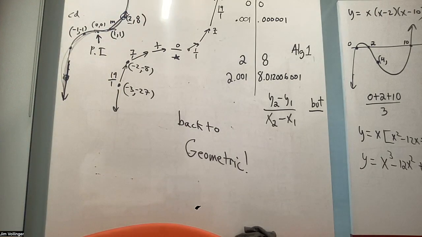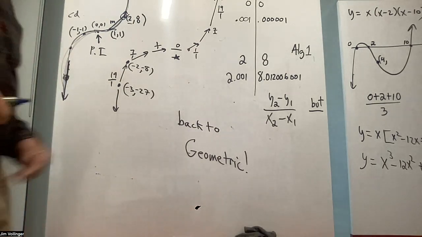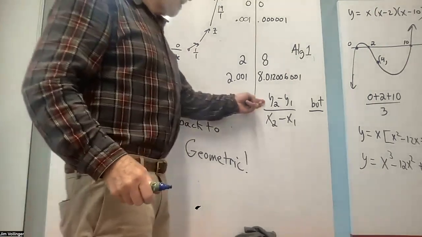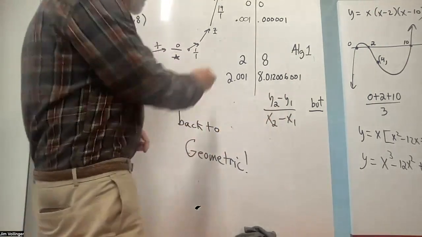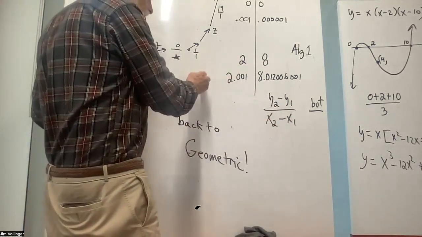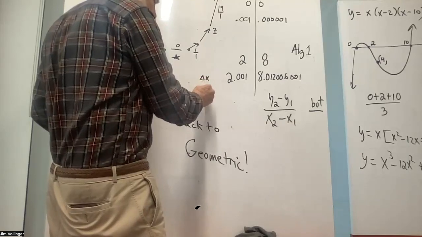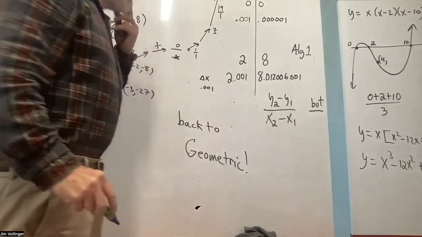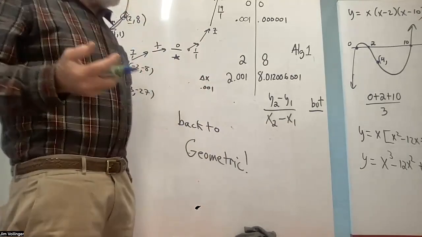Well, let's take a look at it numerically first. All right, so let's get a little numerical perspective. And this is only algebra 1 here. y2 minus y1 over x2 minus x1. But we can see that the change in x is 0.001. And that's a pretty small change. It's kind of like taking a microscope to algebra 1, but it's still algebra 1.